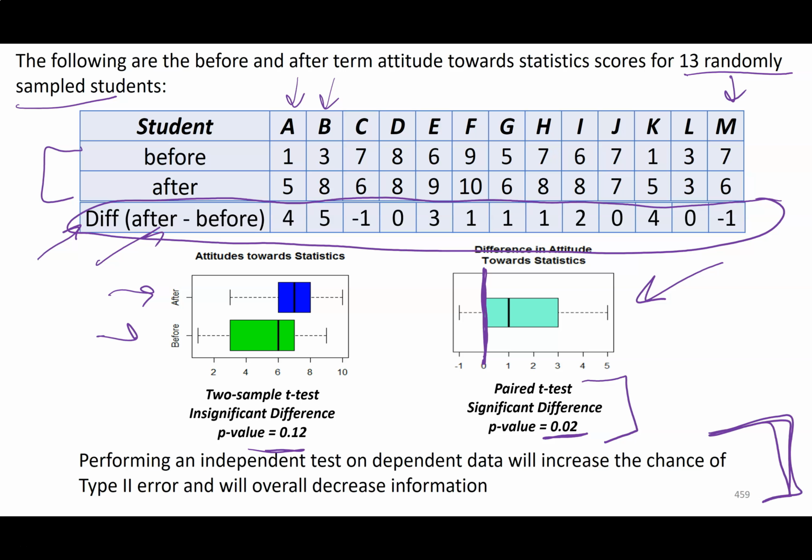Absolutely, if you're performing an independent 2-sample t-test when it should be paired, you can definitely increase, especially your type 2 error. And it decreases the information that you have. If you want to keep this before with that after, you retain more information.